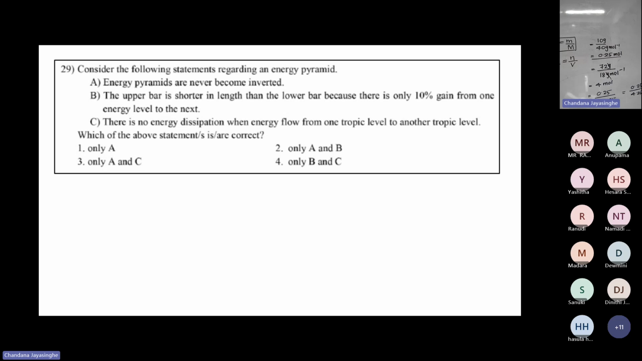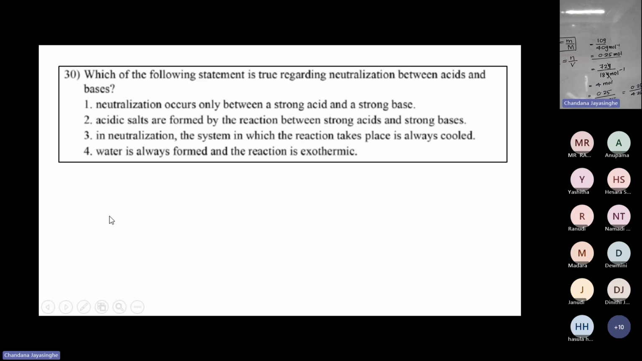Energy pyramids are never inverted. Correct. The upper bar is shorter in length than the lower bar. There is a 10% gain from one energy level to the next. It's also correct. There is no energy dissipation when energy flows from one trophic level to another. Wrong. So the answer is A and B correct. So 29, what is the answer? Second one.